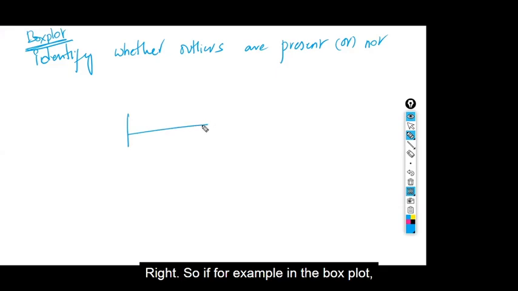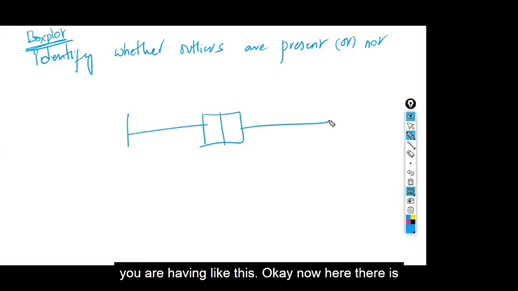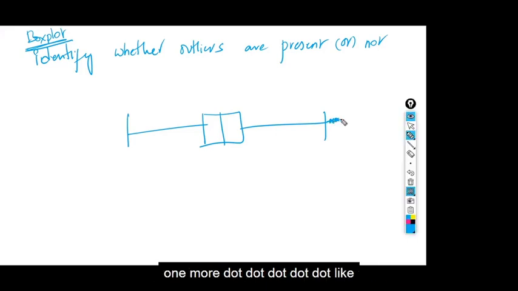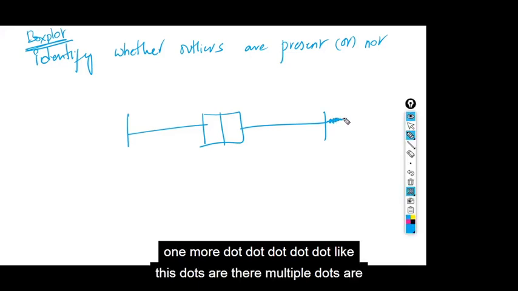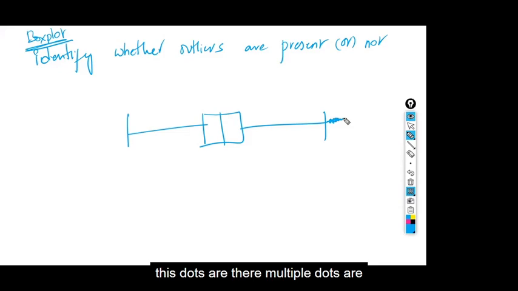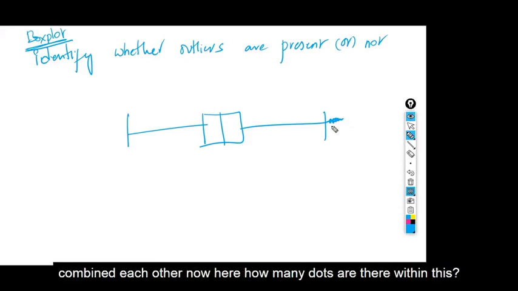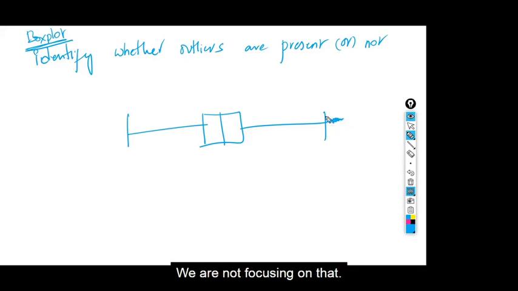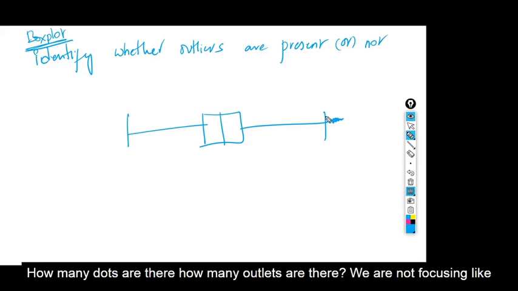So if, for example, in the box plot you have it like this: here there is a dot, one more dot, one more dot, dot, dot, dot, dot. Like this, multiple dots are combined with each other. Now, how many dots are there within this? We are not focusing on that. How many dots, how many outliers? We are not focusing like this.